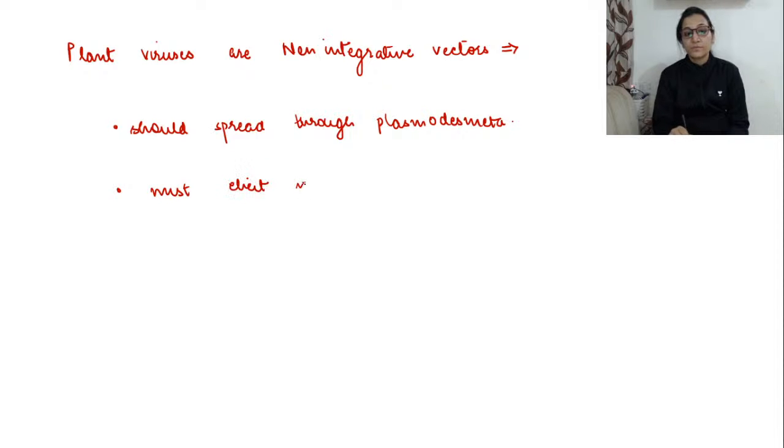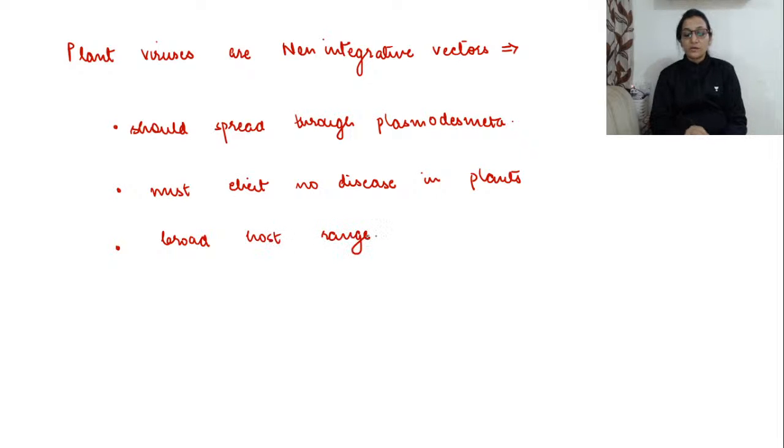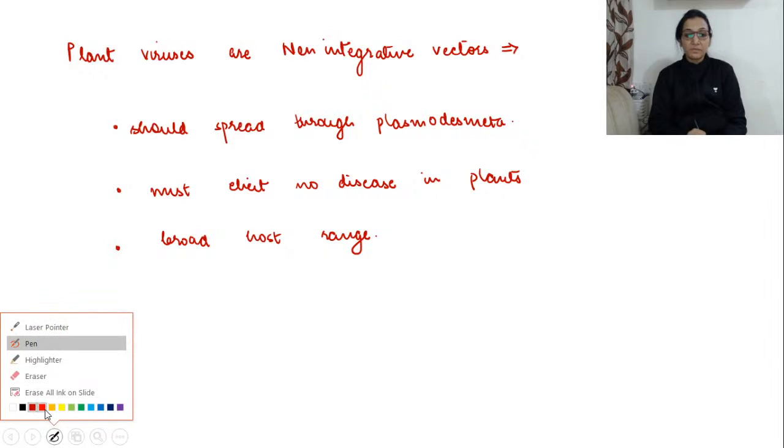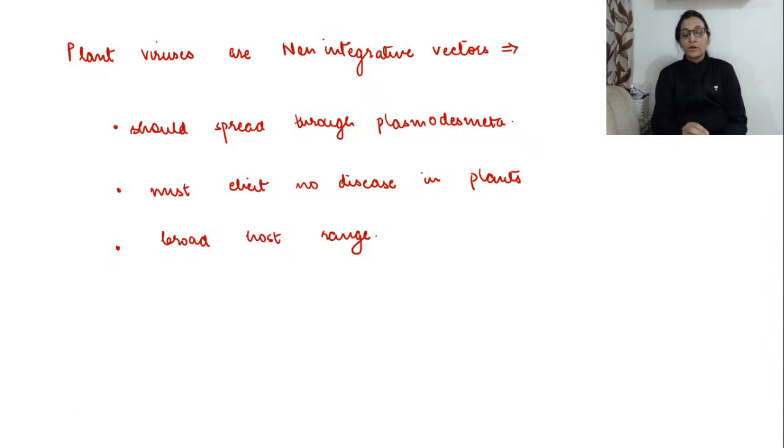Then the recombinant viral genome must elicit little or no disease symptoms in plants, and it should have a broad host range. Now some of the famous examples which you should know for the transfer.